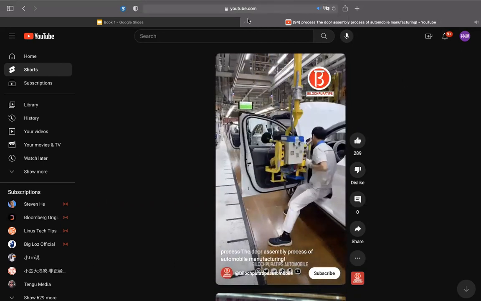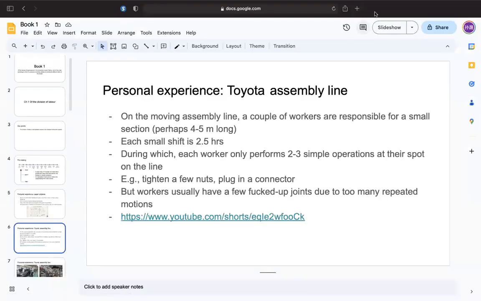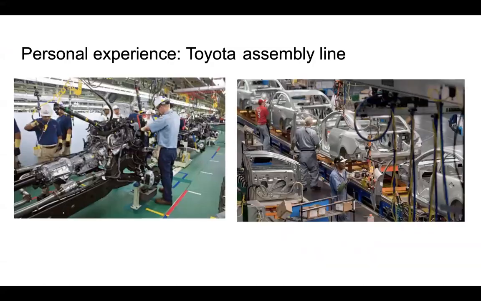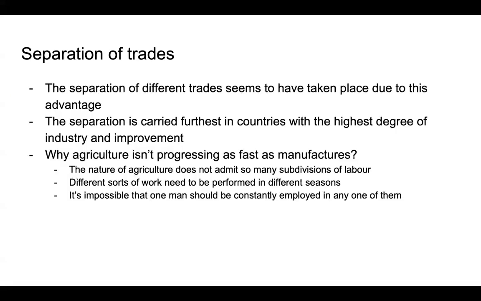Okay, let's close this. Back to this. Okay. Yeah, so division of labor. Example. Okay. Now he starts here. Let's go back to Adam Smith and the book, right? Then he proceeds to talk about the separation of trades.